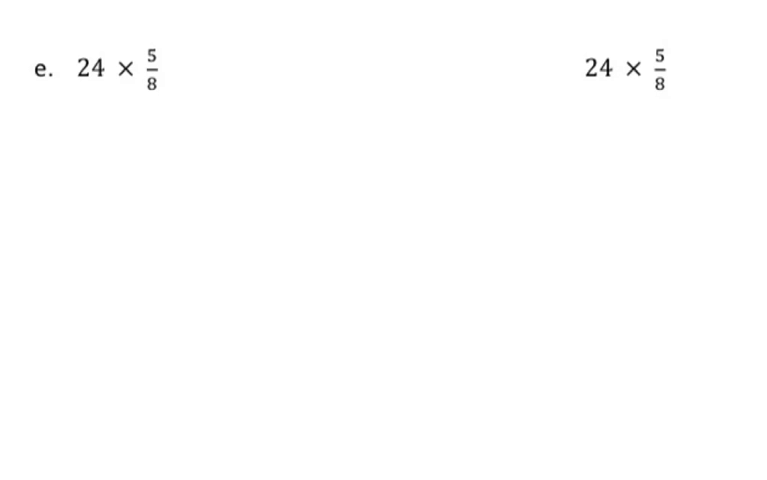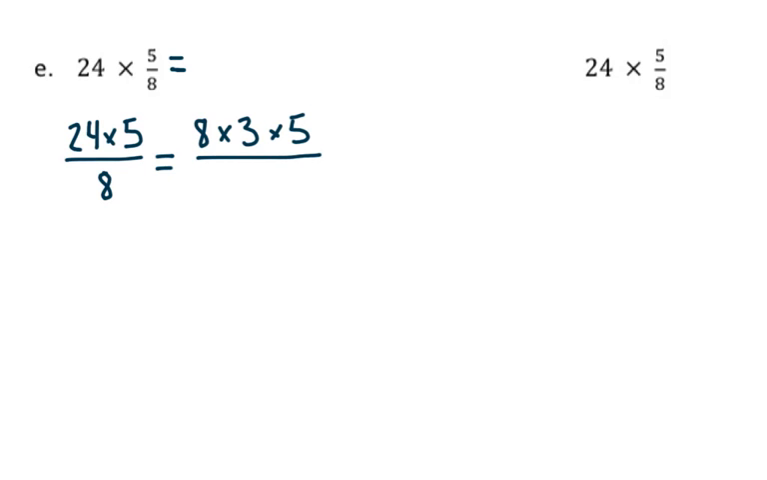And to do that, we're going to say that 24 times 5/8 is equal to 24 times 5 divided by 8. And I want to find a common numerator and denominator. So I'm taking 24, and the factors of 24 are 8 times 3, times 5. And I can divide that by 8.